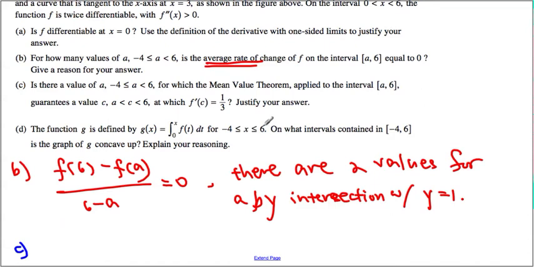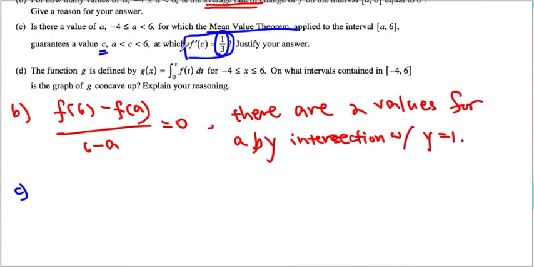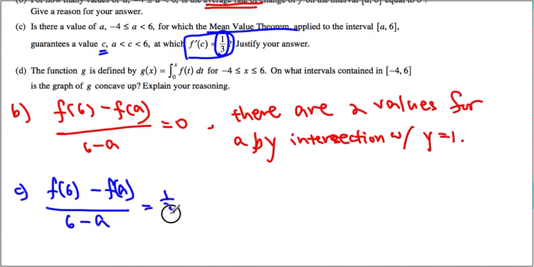Is there a value A for which the mean value theorem guarantees a value C where f prime of C is equal to 1/3? Now, when you look into the mean value theorem, we realize that the function has to be continuous and differentiable. In order for us to see that happening, we have to realize that f of 6 minus f of A over 6 minus A has to be equal to 1/3, which is equal to f prime of C.